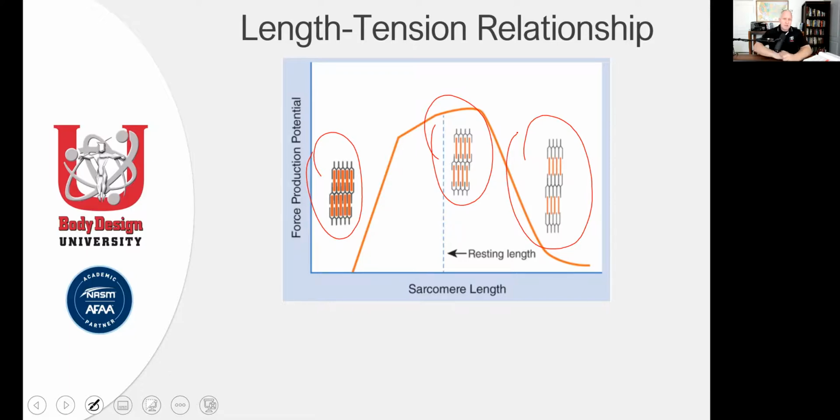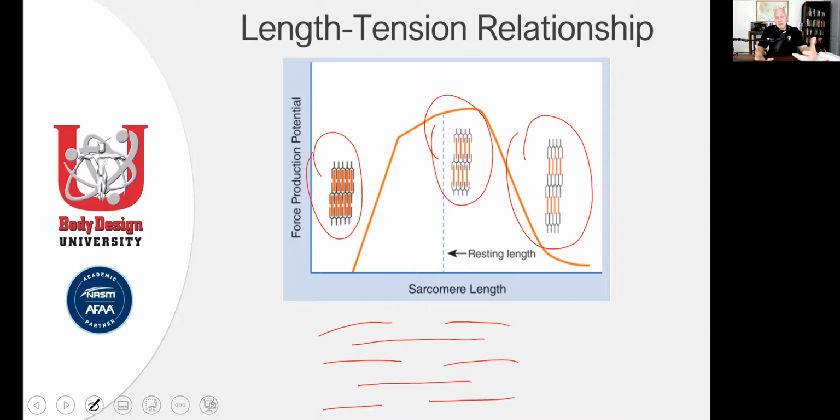Generally, we don't see sarcomeres in a vertical position. I'm just saying this is by convention. Normally we see them like this, right? Actin and myosin, and this is the way we see them, right? So those are your myosins and those are your actins. They are horizontal.